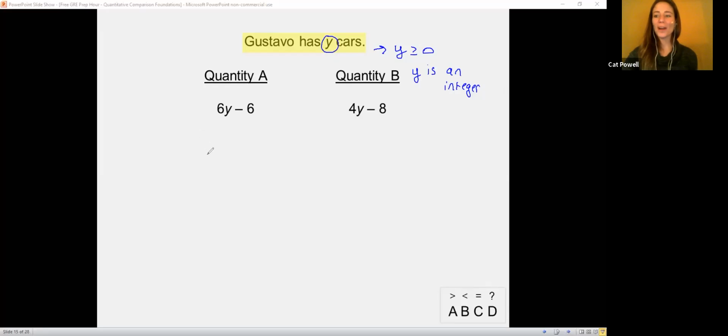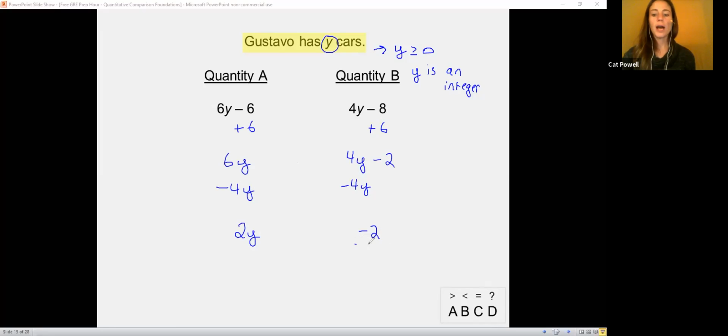Okay, so I know the minimum value for Y here is 0. So what can I do if I'm going to now do some algebra with my quantities? Yeah, I can add 6 to both sides. I'm just grouping my numbers and my variables. What do I do next? Yep, get rid of that 4y. So I have 2y and I have -2. I could divide both by 2. So I get y here and I get -1 here.